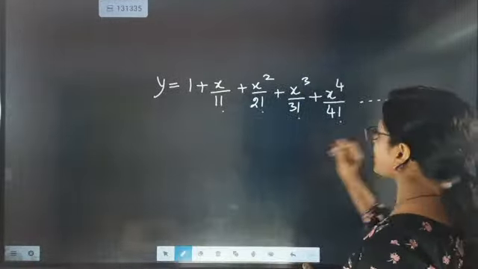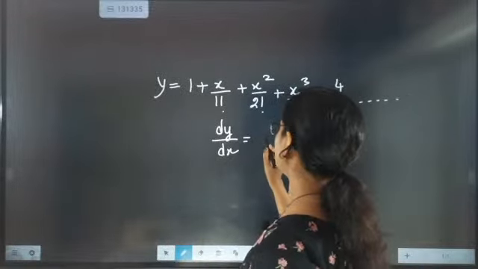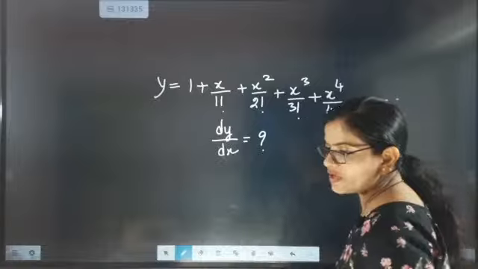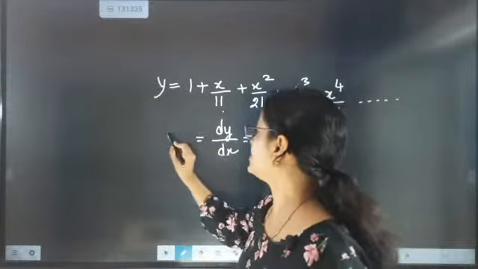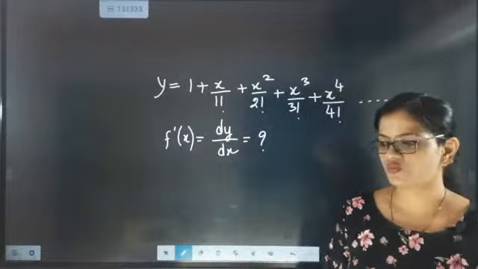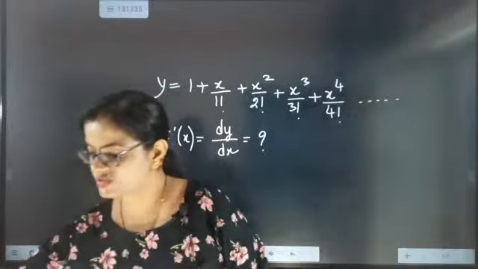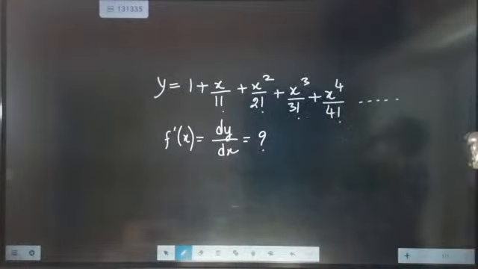Now you have to find dy by dx, what will it be equal to? dy by dx is nothing but f dash x. Correct, Pooja? So dy by dx is nothing but f dash x. So they are asking what will be f dash x. What will be f dash x? So f dash x will be equal to 1. Come on, tell me what answer is going to come in this.